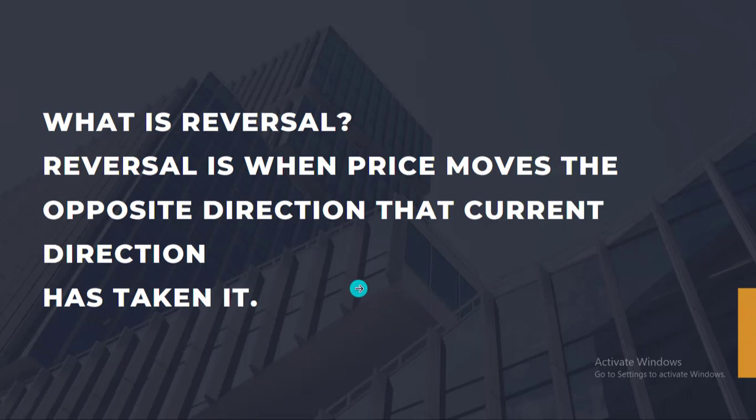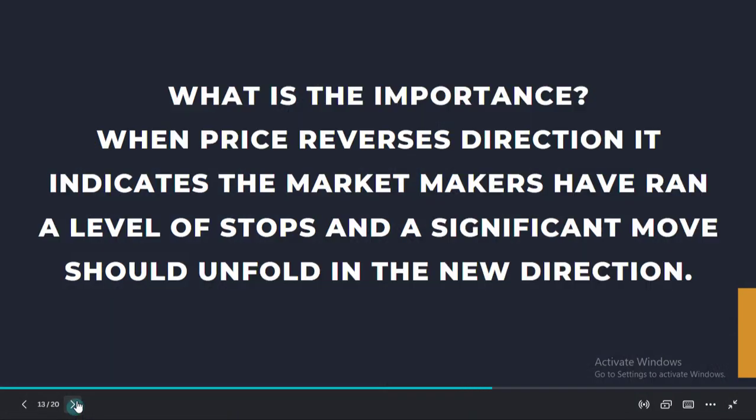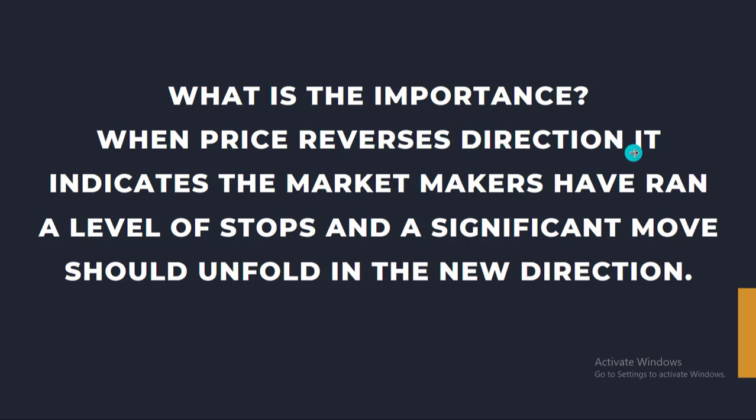Then the next is reversal. Reversal is when price moves in the opposite direction of the current market trend, or the current direction that the market has taken. For example, if we are bullish and price begins to imprint bearish signatures, we can say that price is reversing from a bullish market trend and beginning a bearish market trend. Why is this important? When price reverses direction, it indicates that the market makers have run a level of buy stops or sell stops, and a significant move should unfold in the new direction.